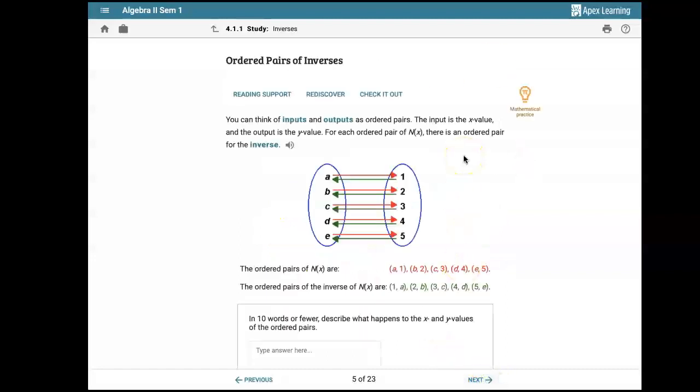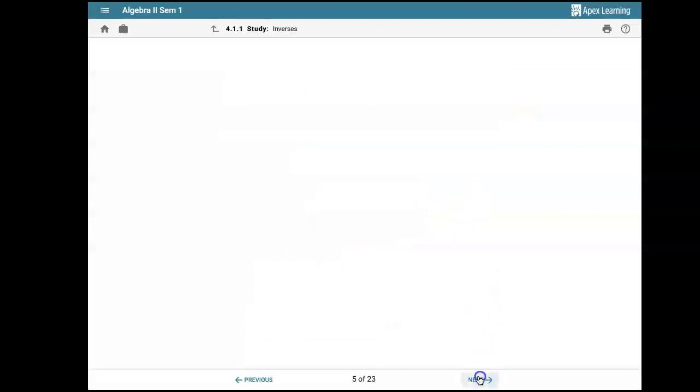You can think about the inputs and outputs as ordered pairs. Typically we think about them as x and y coordinates, but you can just think of them as ordered pairs in general. So if the ordered pairs for our normal function, our forward direction function n of x, are (a, 1), (b, 2), and so on and so forth, the inverse of that would be flipping the domain and range, or flipping the x and y values. So now your coordinate pairs are (1, a), (2, b), (3, c), and so on. You're flipping your input and output values in order to get the inverse.